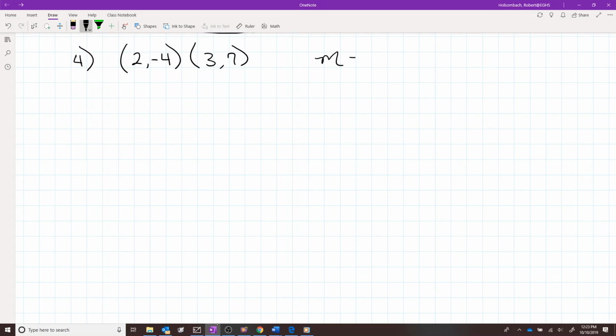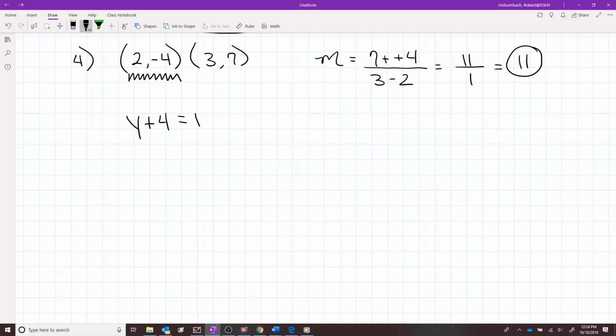Your slope will be equal to 7 minus negative 4 over 3 minus 2. So you can keep change, and you got 11 over 3 minus 2 is 1. 11 over 1 equals 11. So the slope of your line is 11. If you look at all your answer choices, they used this point to write their equation. So with a slope of 11 and using this first point, our equation would be y plus 4 equals 11 times x minus 2.